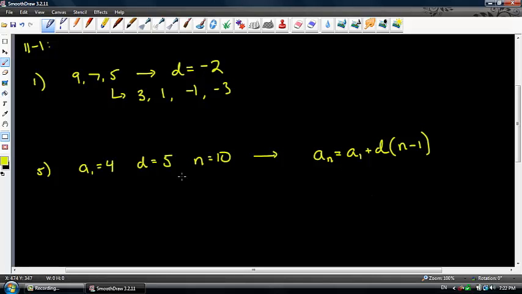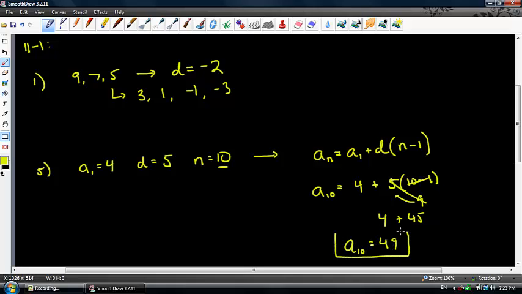Alright, so let's go ahead and plug all these things in. They're asking you to find the nth term, which means they're asking you to find the 10th term since n equals 10. So a sub 10 is equal to a sub 1, which is 4, plus d, which is 5, times n minus 1, so that is 10 minus 1. That's going to be 9, so 9 times 5 is 45, plus 4, so you're going to get a sub 10 equals 49. And that's as far as you need to go for that problem.